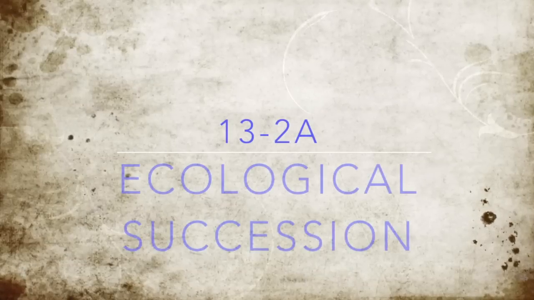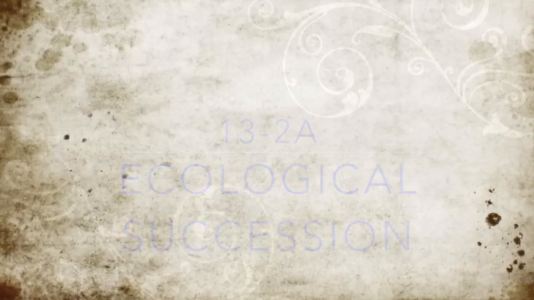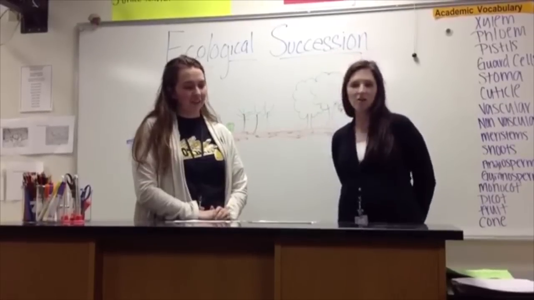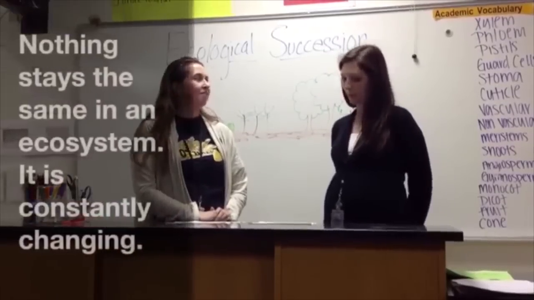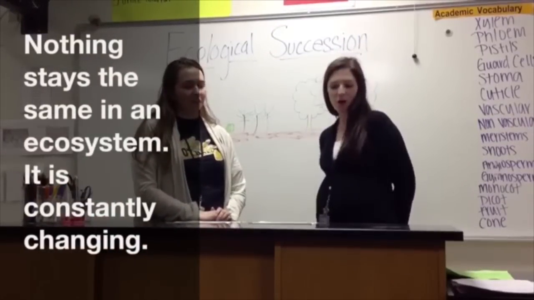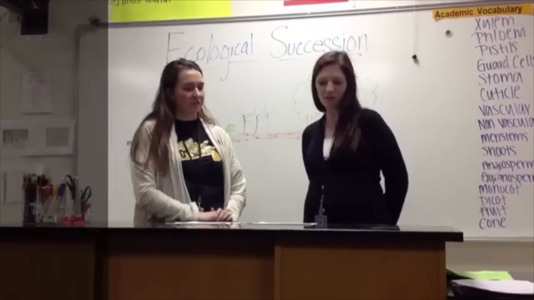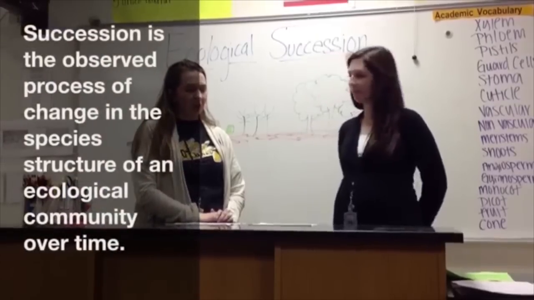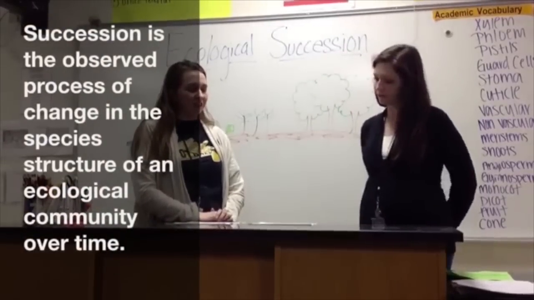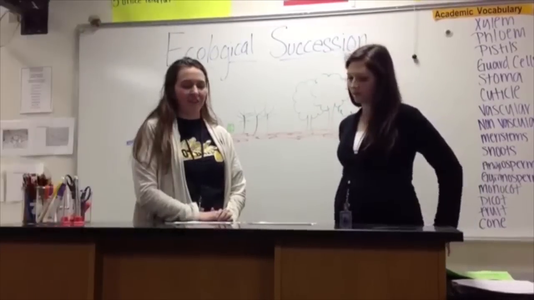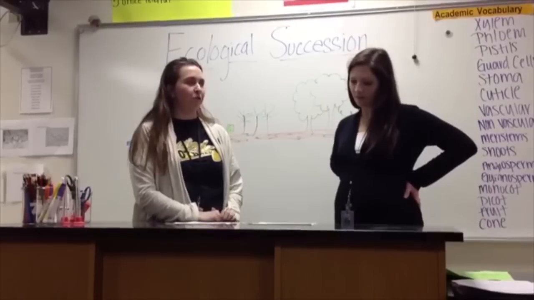So our next module will be discussing succession. Nothing stays the same in an ecosystem. It is constantly changing. So what is succession? It is the observed process of change in the species structure of an ecological community over time. So basically, succession is the changes in the living things in an ecosystem over time?